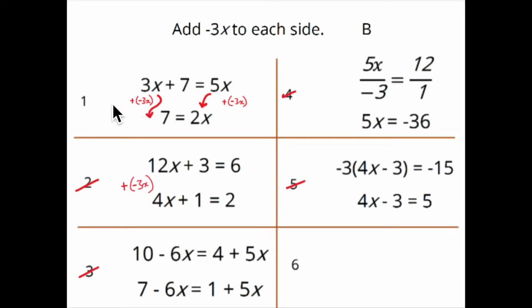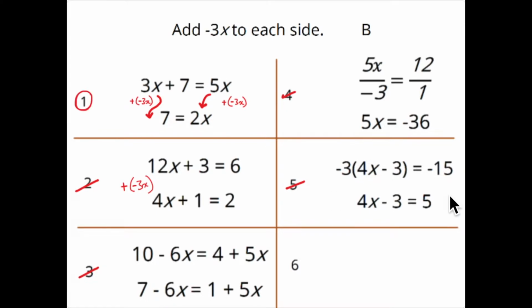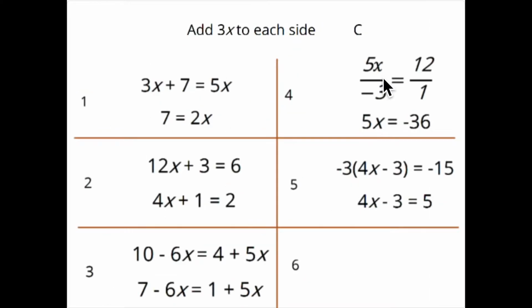Add negative 3x to each side. And the first one is the answer. So 3x plus a negative 3x gets rid of this term. You are left with 7. And 5x plus a negative 3x equals 2x. If you quickly look at the rest of them, 12x plus a negative 3x does not equal 4x. 5x plus a negative 3x does not equal 5x. This doesn't work, and this one doesn't work. So B matches 1.